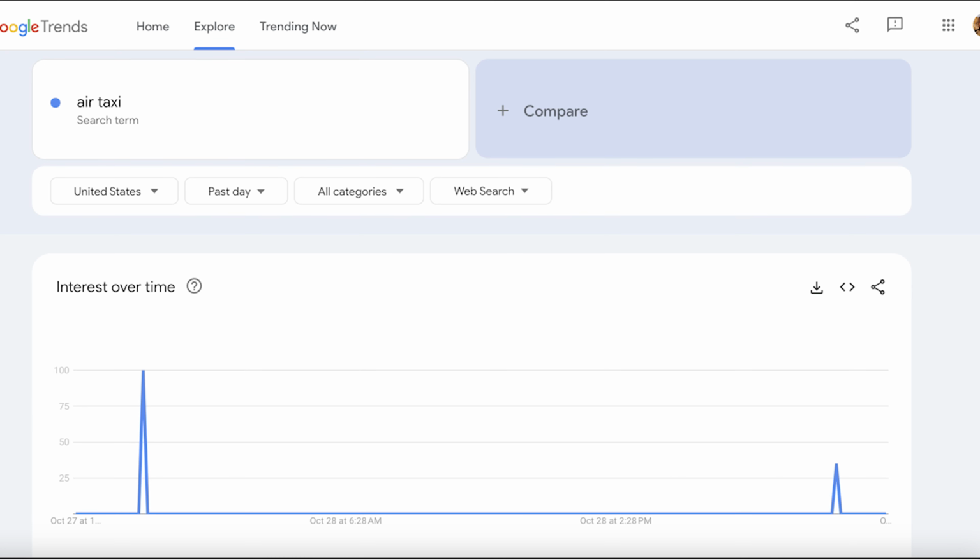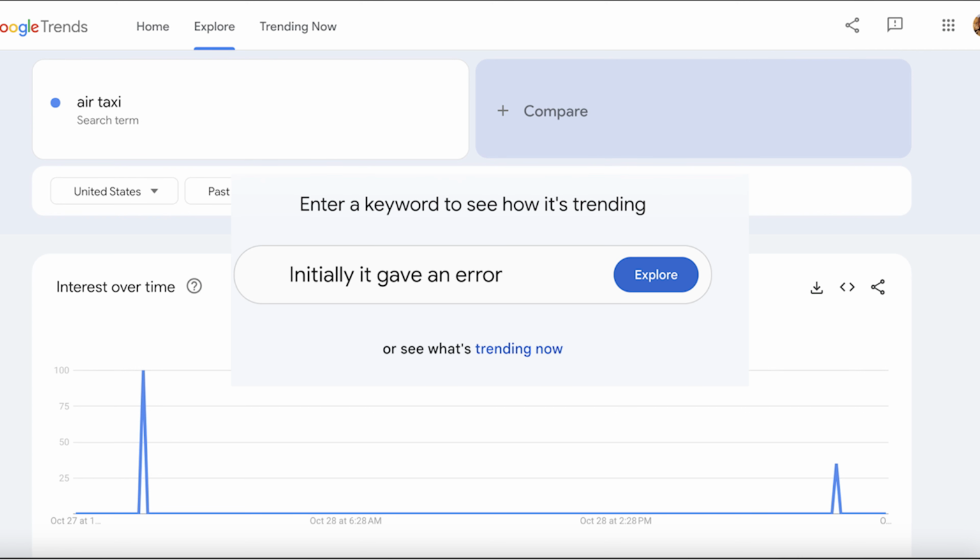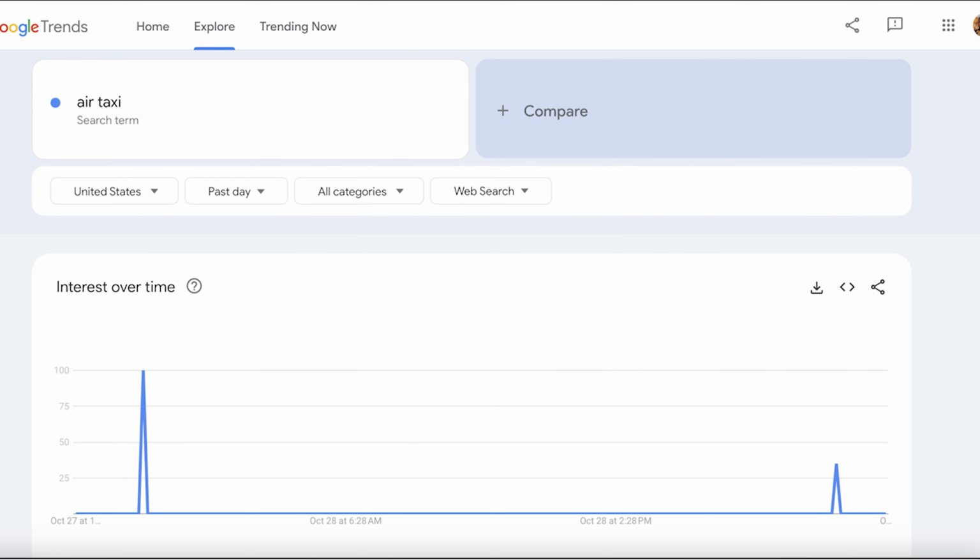Trends. Now, trends is interesting. What you can do is type in different things and it will tell you whether it's trending or not. And okay, I am recording. I thought I wasn't recording. You can put a specific word in and it'll tell you whether that word is trending. So one thing a lot of people are talking about is air taxi. So let's explore and see what air taxi is. And this will tell you that it doesn't have enough data yet to talk about air taxi.